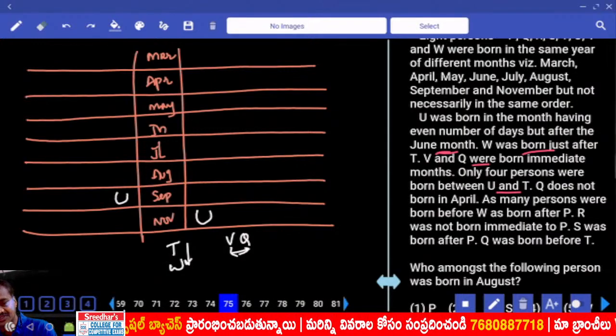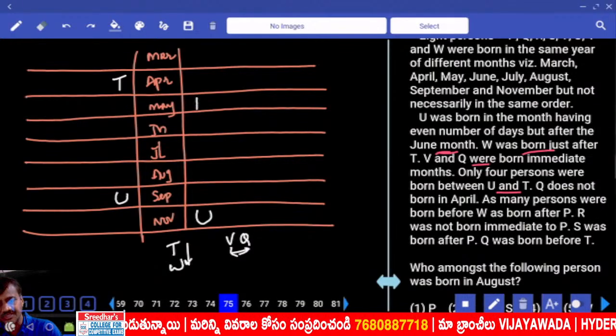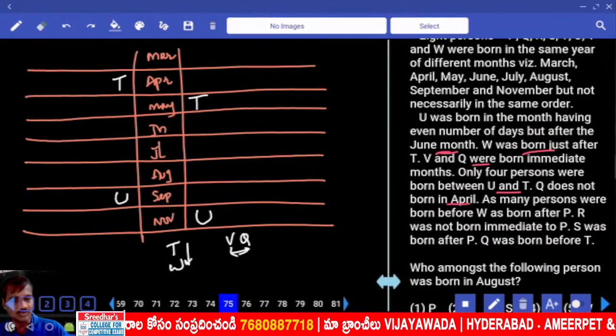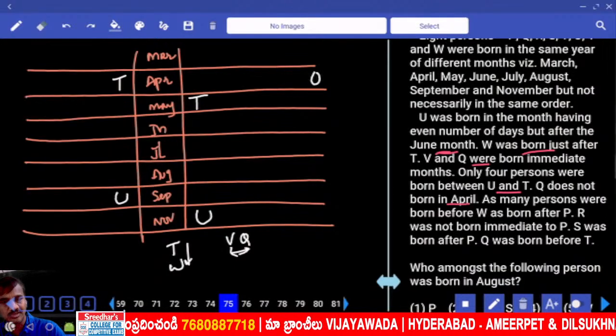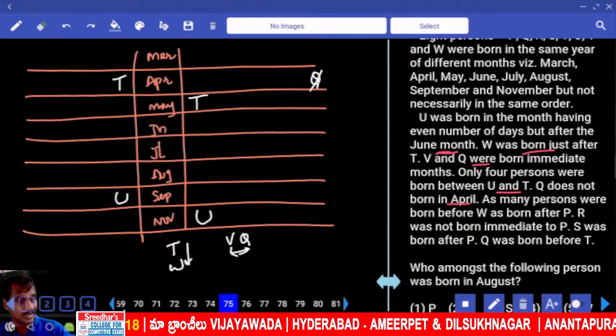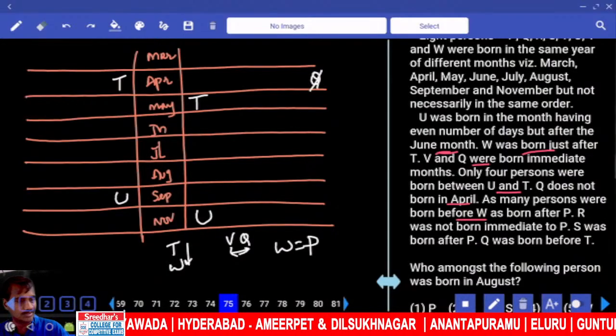Now in the first case, 1, 2, 3, 4, T must be in the month of April. And in the second case, T must be in the month of May. Then 2 possibilities we have. And Q was not born in the month of April. Now Q, April is ruled out. And next one, as many persons between W and P; W and P need to have an equal number of persons.